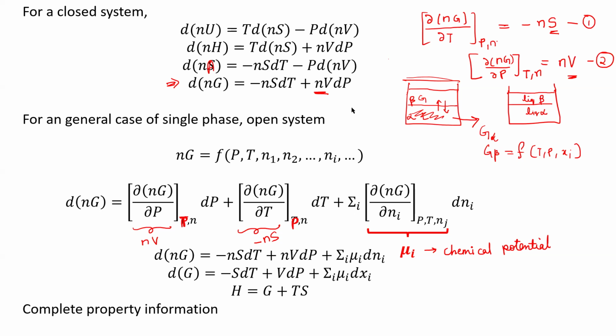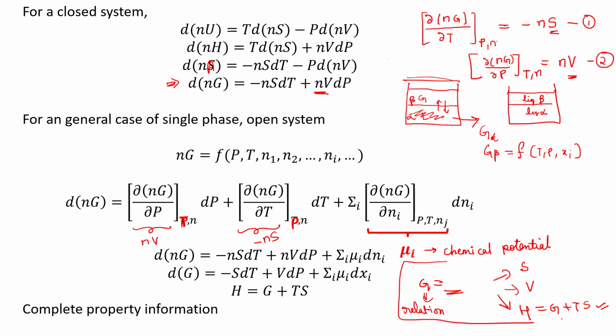When you have a relation for G already, you get what S is, what V is, and also H, which is defined as G plus PS. So if we have a relation for G, then we'll have the complete property information.